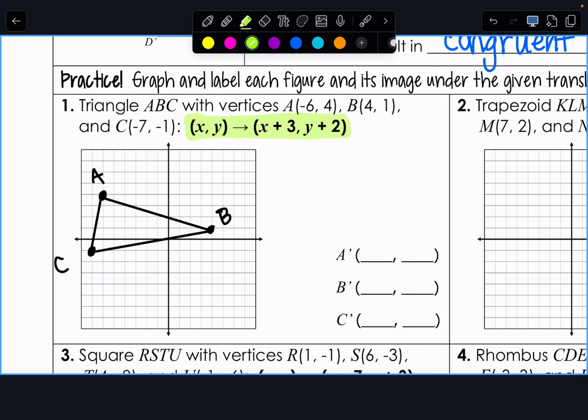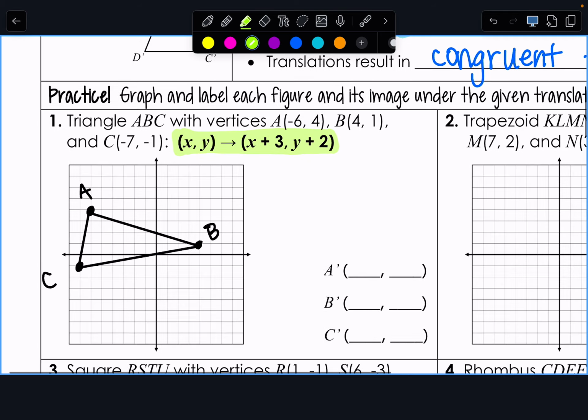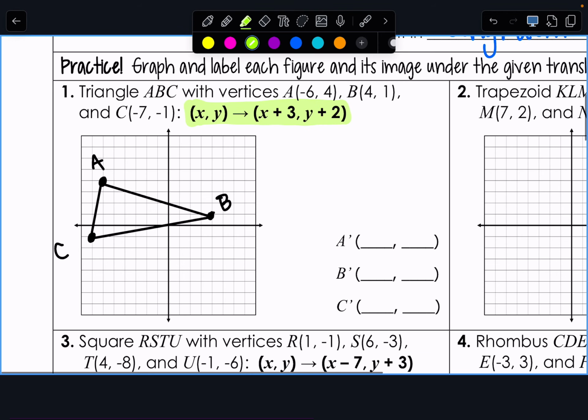Which way is our triangle going to move? X moves left and right, correct? So if it's with the x, this means we're going left or right. Since it's plus 3, do you think it should go left or right? Right, because we want to go in the positive direction. So right here, I want you to write right 3.